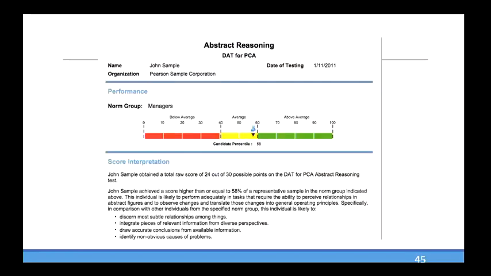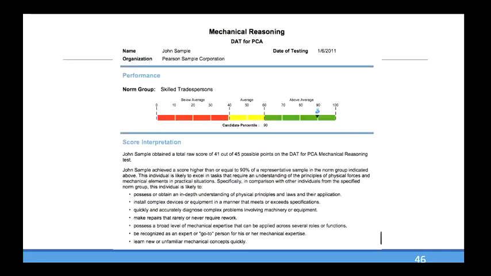Here's an example of a test report, just one of those ones that Pearson issues for the Differential Aptitude Test. So on a test of abstract reasoning, John scored here at the 58th percentile. So across different tests, John will do better and worse. So here, this is identified that John is really advanced. He's equivalent to the 90th percentile on mechanical reasoning.